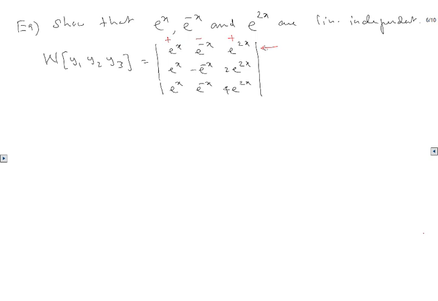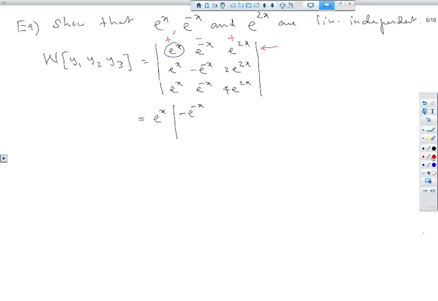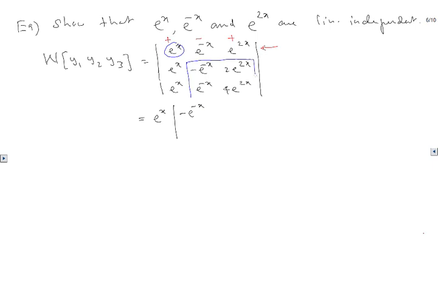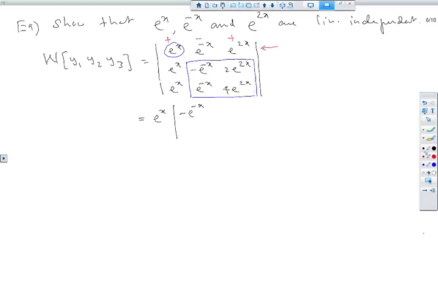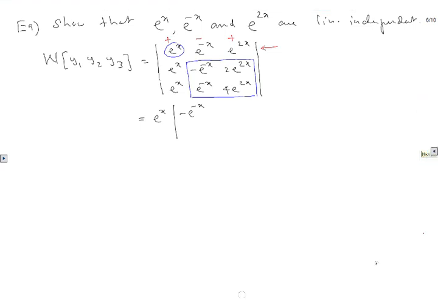This is what we normally call the Laplace expansion. I'm going to start with the first term, e^x. For that entry, we ignore its row and column and write the rest. You remove the row and the column of that entry and write the remaining submatrix: negative e^(-x), 2e^(2x), e^(-x), 4e^(2x). That's the first entry.